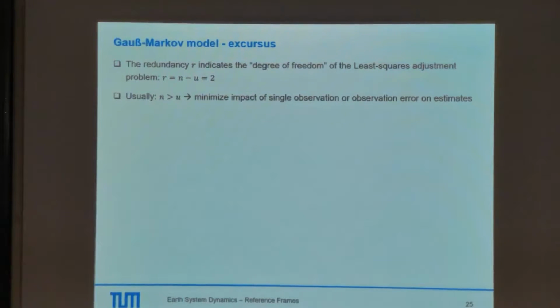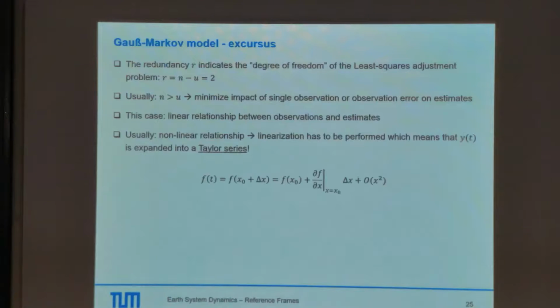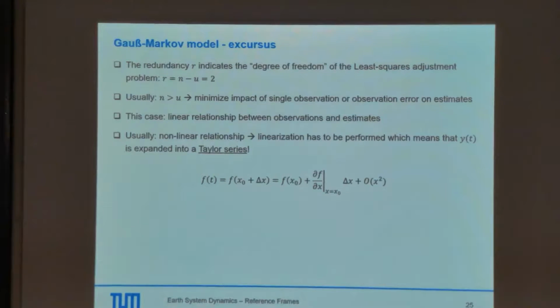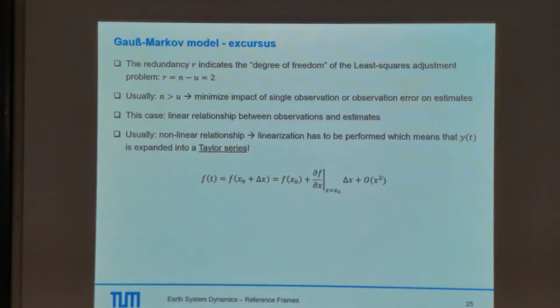So this is a really, really small one. In the ITF, usually we have millions of observations and only estimate, I don't know, 8,000 or 20,000 parameters, but you see the redundancy is by far larger than here. In this case, we have a more or less linear relationship between the observations and estimates, since we have only 4 observations and two estimates. Usually this is a nonlinear relationship, which means that we have to linearize our functional model in order to get to this linear relationship. So what does this mean?